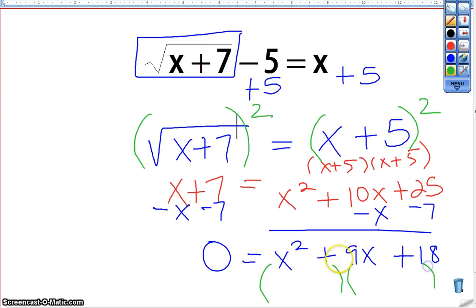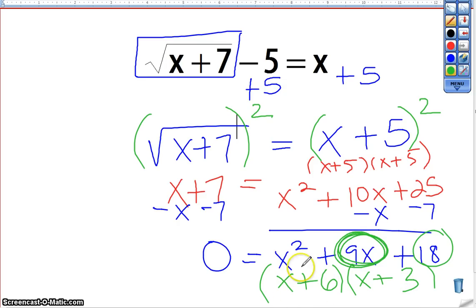I'm going to try to factor. Plus plus goes to a plus plus. I've got an x and an x. Choices for 18: 9 and 2, 6 and 3, 18 and 1. My magical middle number is a 9, so I'm going to try 6 and 3. Out of my first set of parentheses comes a negative 6. Out of my second set of parentheses comes a negative 3.